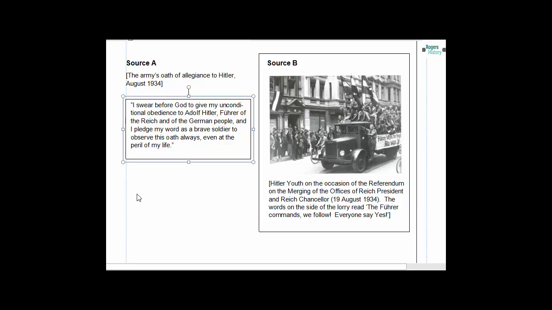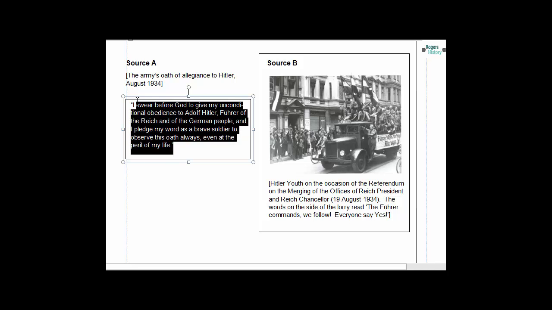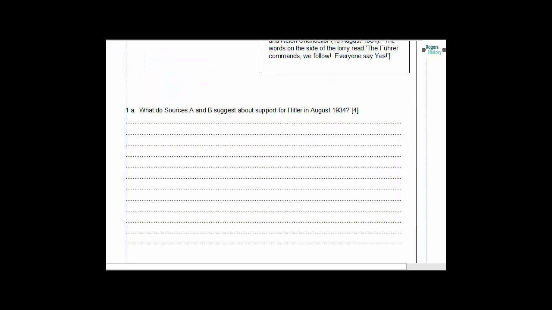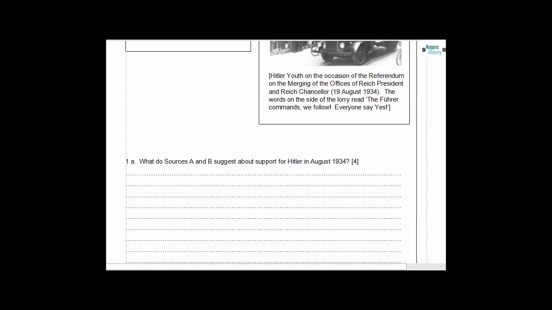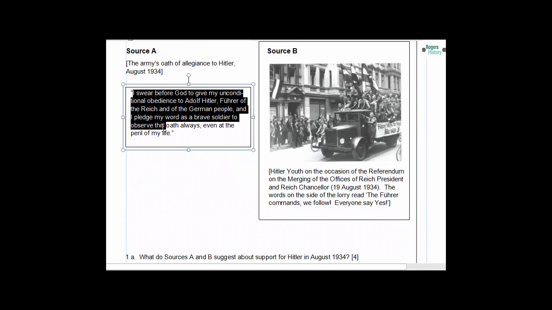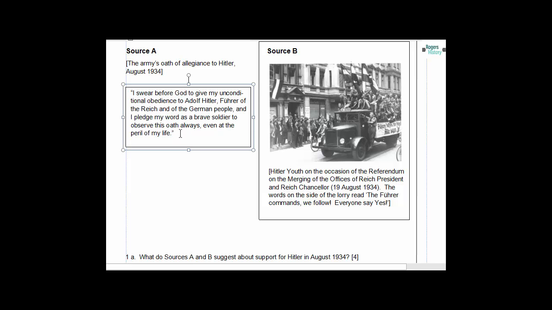But try to rephrase what is written here in your own words, and again, try to make at least 2 key points about it. 2 key points that link to this question, that suggest something about support for Hitler in 1934. Again, this one suggests that the army supported Hitler. This one suggests that young people supported Hitler. So I would say it's quite important to make those points.